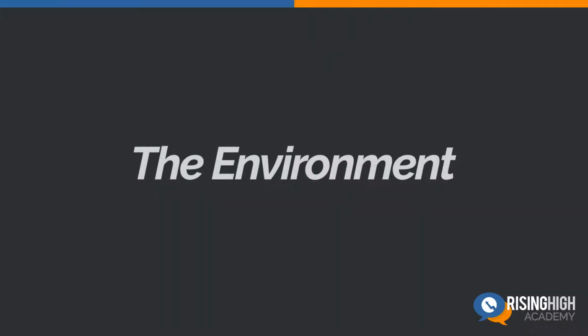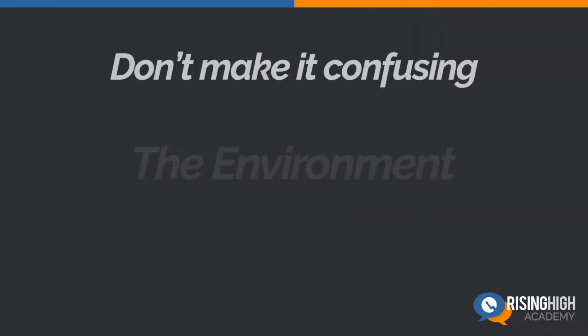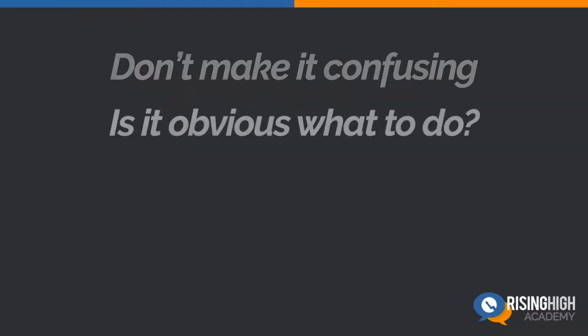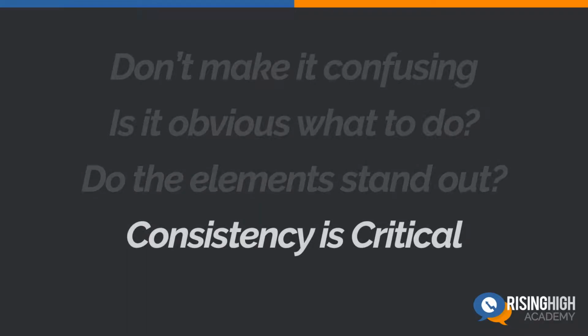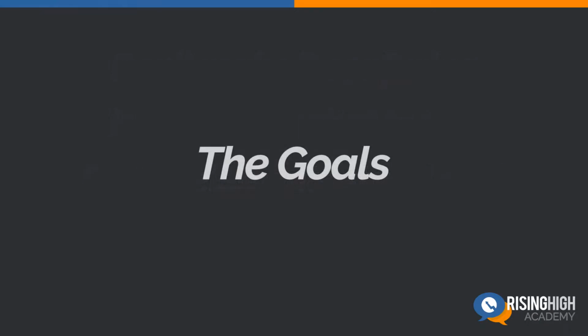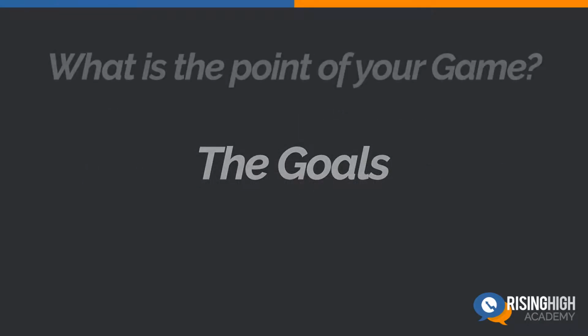The environment is much the same as the last point, and is it clear that if you hit that spike you'll die? Is it the same colour as the background? Will you notice it? Making things easy like this and consistent throughout your game is critical to the success. Goals, and what is the point of the game itself?